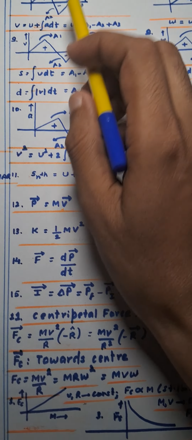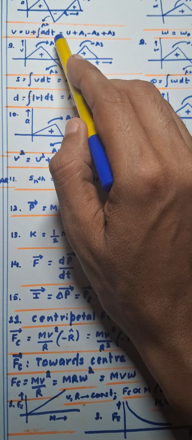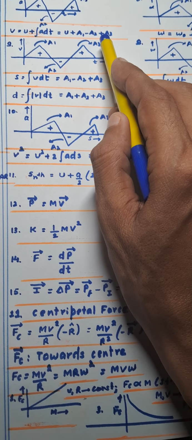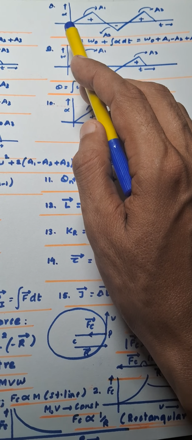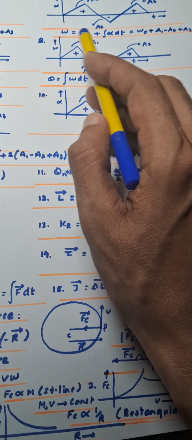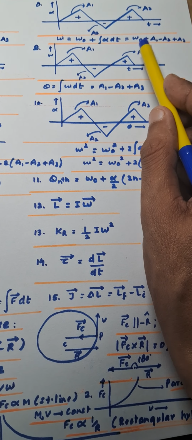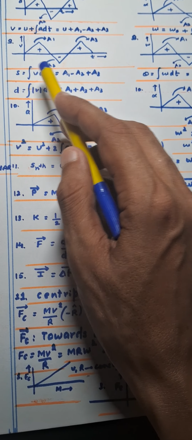So if we have an a-t graph, v can be written as u plus integration a dt. Integration a dt can be written as a1 minus a2 plus a3. In a similar way, if we draw the graph between alpha and t, we can see that omega is omega naught plus integration alpha dt, which will correspond to omega naught plus a1 minus a2 plus a3. Then we have the second equation of motion.